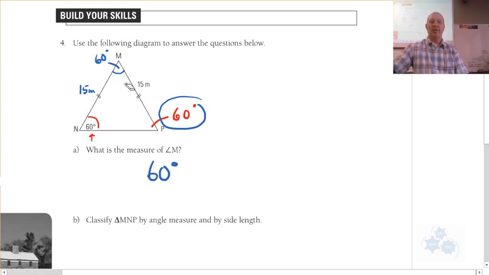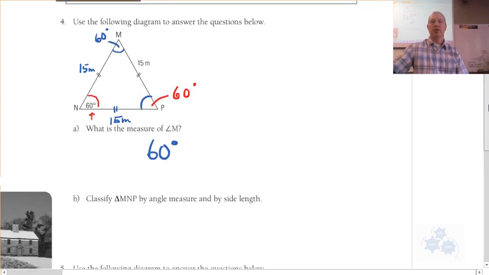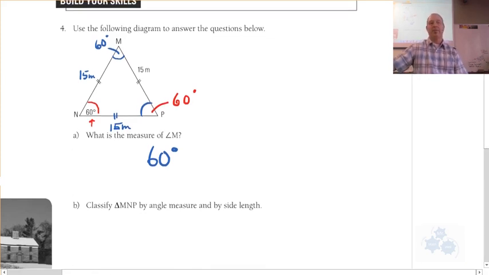So what jumps out at you now? What type of triangle is this now? What's another name for this? Equilateral. Yes, very good, because they're all 60. So this side has to be 15 meters as well. Okay, great. So we can answer letter B now.